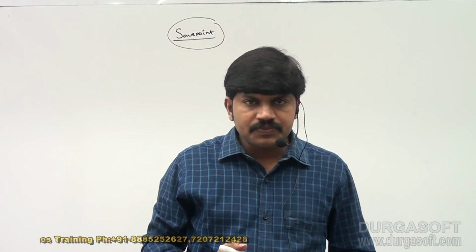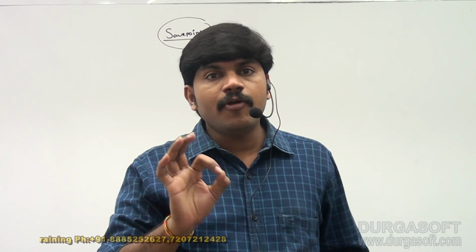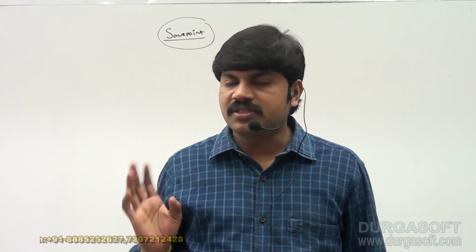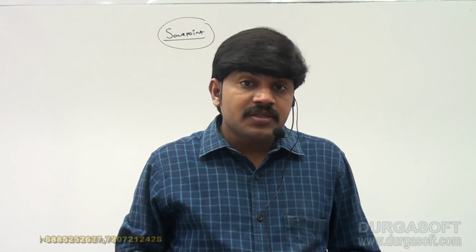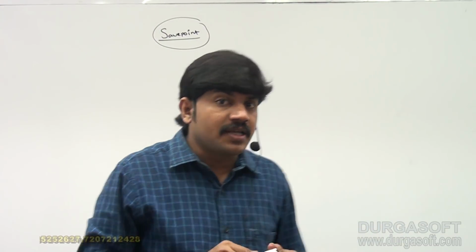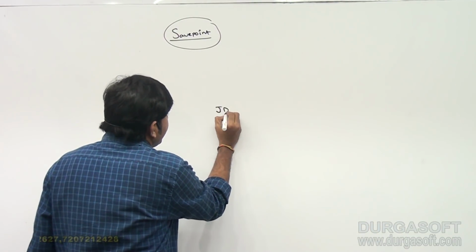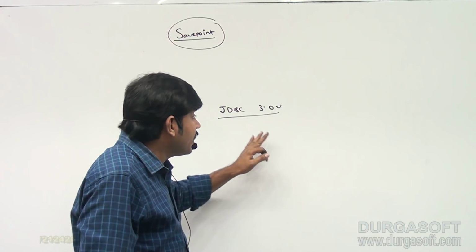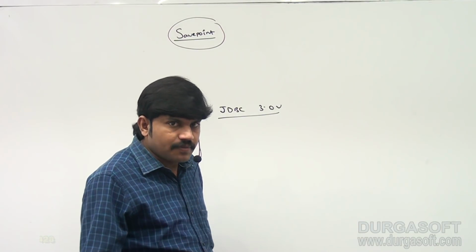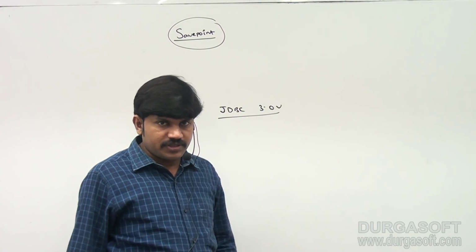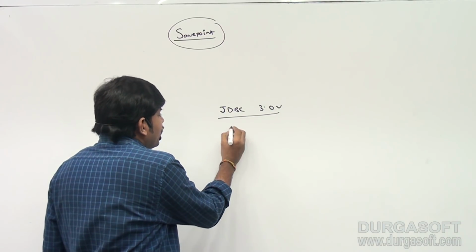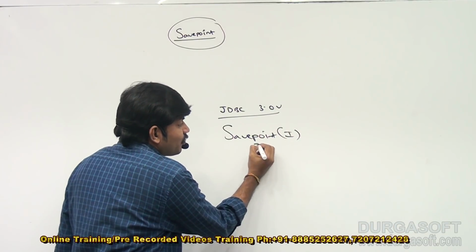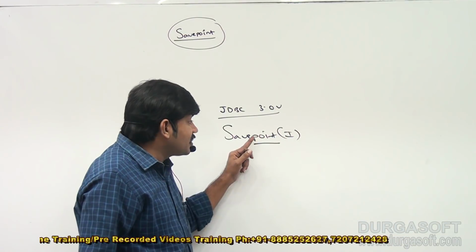Sir, what is Savepoint? Savepoint is an interface present in the java.sql package. It's a normal interface, right? But in which version did this Savepoint concept come? JDBC 3.0 version. Remember this one, it is a newly added concept in JDBC 3.0 version. Observe that in Savepoint, the P is small, not capital.